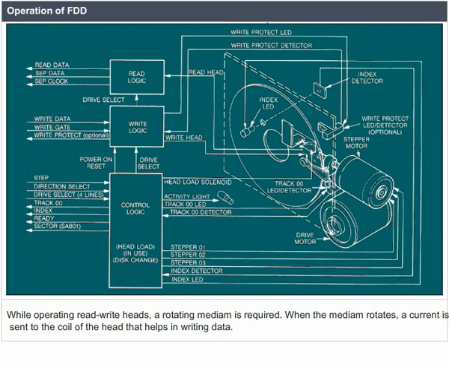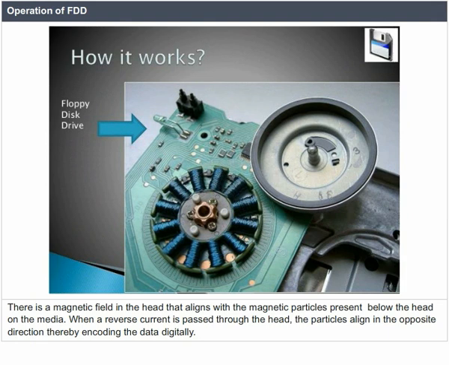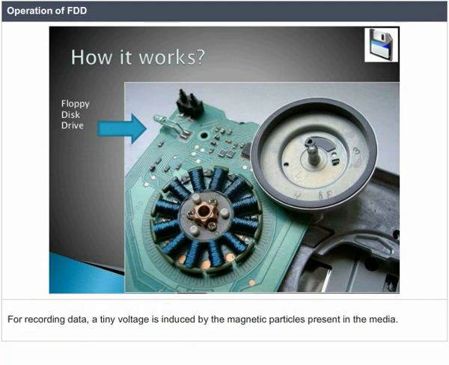When the medium rotates, a current is sent to the coil of the head that helps in writing data. There is a magnetic field in the head that aligns with the magnetic particles present below the head on the media. When a reverse current is passed through the head, the particles align in the opposite direction, thereby encoding the data digitally. For recording data, a tiny voltage is induced by the magnetic particles present in the media.